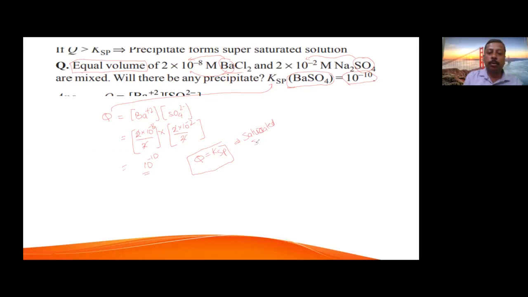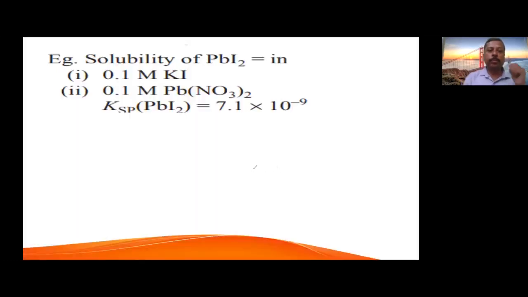Saturated solution. So one saturated solution, that means no precipitate. There won't be any precipitate. Okay. Next question is related to common ion effect.